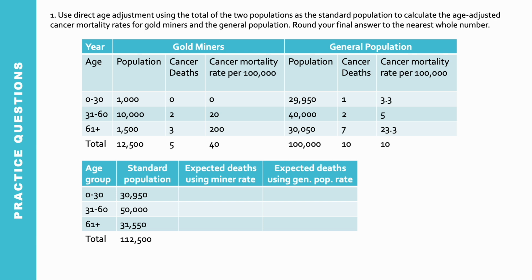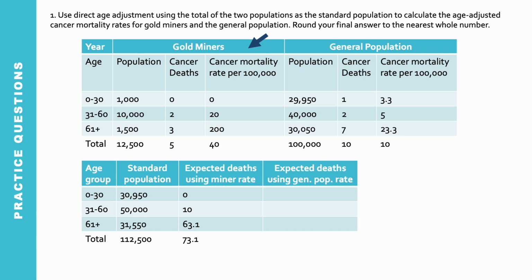First, we're going to create our standard population by adding the people in the population in each age group together to make our standard population. So we add the gold miners who are age 0 to 30 to the people in the general population from that age group to get our standard population for the 0 to 30 age group. We add gold miners who are 31 to 60 to people in the general population who are 31 to 60 to get our standard population of 31 to 60-year-olds, and do the same for our 61 and over population. And we add those up to get our total standard population.